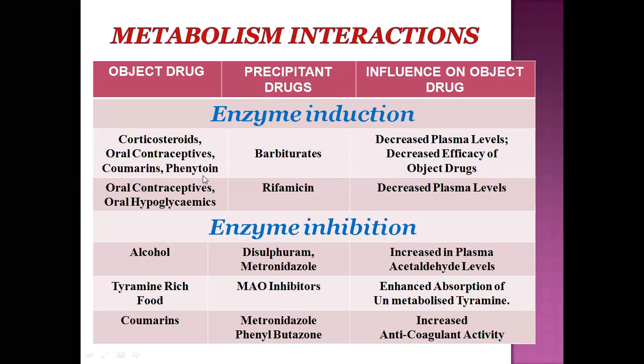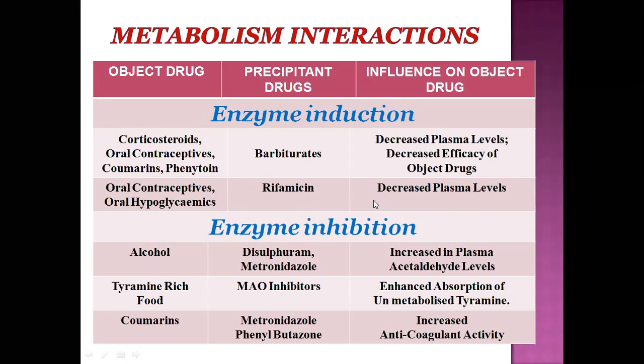Similarly, another example in the enzyme induction category: oral contraceptives and oral hypoglycemic agents. These are the object drugs. When given with rifampicin, there is a decrease in the plasma levels but an increase in the metabolic rate. Once the metabolic rate is increased, the efficacy of the concerned drug decreases.